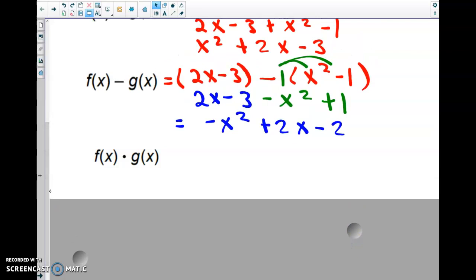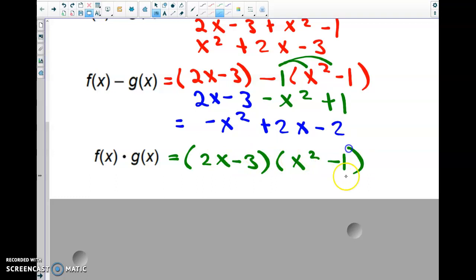All right, multiplication. F of x times g of x. So parentheses, let me change the color here. I see them right up here, so I'm just going to use them. So 2x minus 3 and x squared minus 1. Simplify as much as possible. So for this one, what do we need to do? If you thought FOIL, you are correct. We are multiplying these two out.